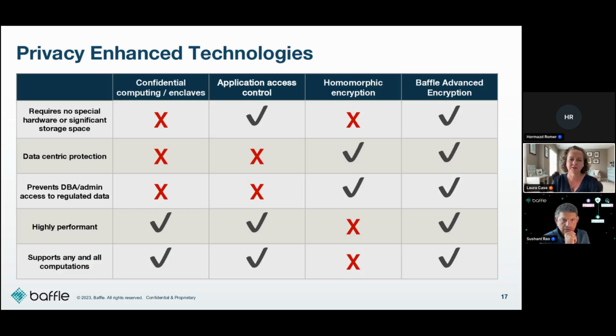Yeah, so Baffle's advanced encryption has really solved the last barriers to adopting encryption for analytics. It provides data-centric protection without the use of special hardware. It supports any and all operations on encrypted data while being highly performant. And its role-based access control reduces the number of people in your organization with clear text data access, ensuring that you comply with any and all privacy regulations. So Laura, how would you summarize the key capabilities of Baffle's advanced encryption?